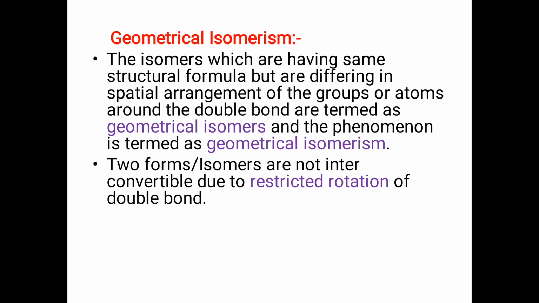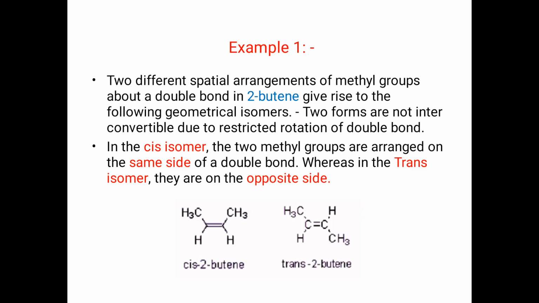The two isomers are not interconvertible due to restricted rotation around the double bond. In geometrical isomerism, the two forms are not interconvertible due to restricted rotation around the double bond.